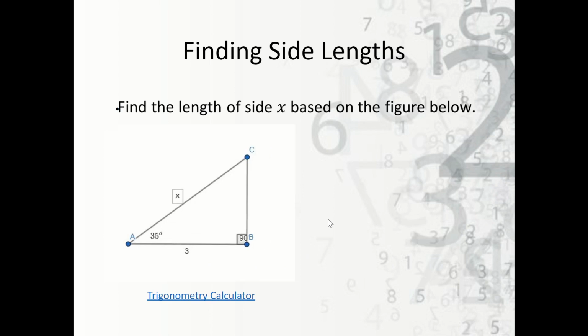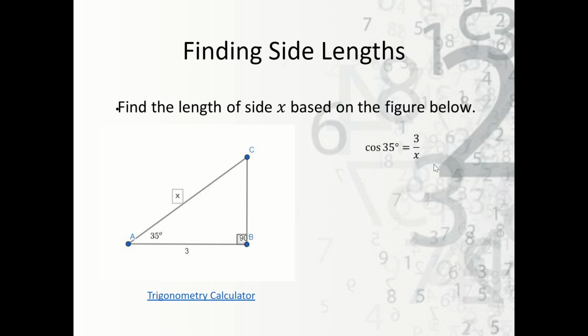Let's look at another example. What if this time we need to find the hypotenuse? Again, we know that this is 35 degrees, and here we have an adjacent and a hypotenuse that we can work with. Adjacent and hypotenuse would be cosine. So we'd say cosine of 35 degrees is equal to 3 over x.